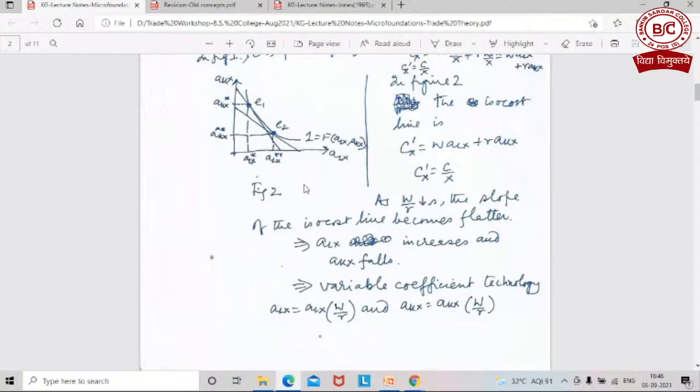Remember, in the case of a fixed coefficient production function, there is no substitutability. The elasticity of substitution is zero. But here, it's not fixed coefficient. Here we have a positive elasticity of substitution. So we assume from the very beginning that capital can be substituted by labor. Because labor is cheap, you substitute capital by labor. It's the input substitution effect. Is it okay? Okay, sir.